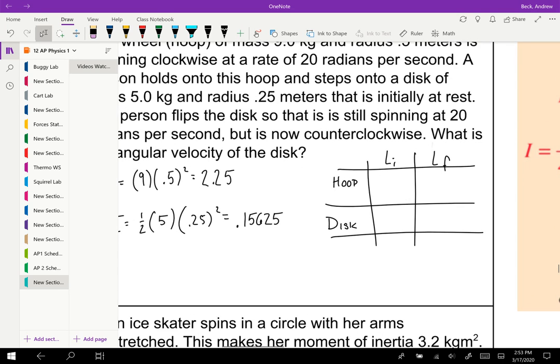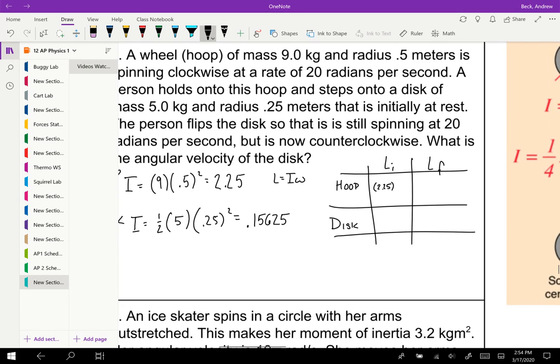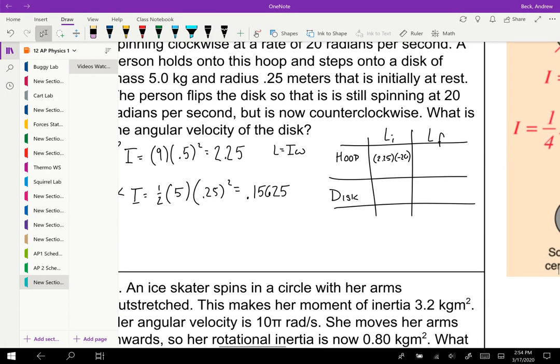So its equation for angular momentum is L equals I times omega. The hoop has an I of 2.25, and it is spinning clockwise at 20 radians per second. Clockwise we're defining as negative. And the disk is not moving. So our total initial angular momentum is 2.25 times negative 20, negative 45, and that has to equal our final.